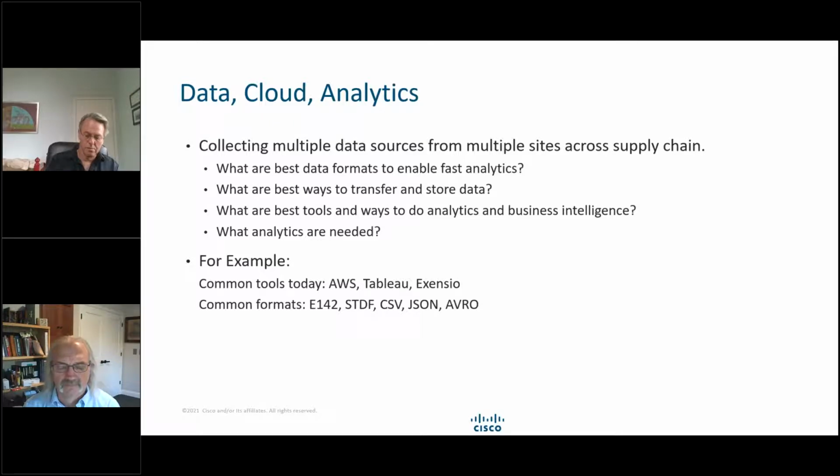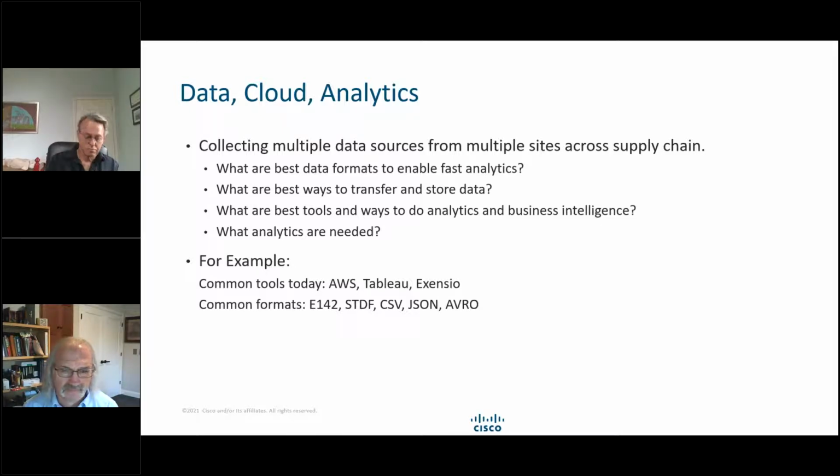So it's an awful lot of work to get this done, and certainly doing the right analytics right now is still very, very painful across different sites, different clouds, getting data transferred and secure and all that. It's a very manual job and not easy to do. So we have a lot of questions here around best formats for data, best ways to transfer, what are the best tools to do this, which are the best tools for analytics and to do the business intelligence. What analytics are needed, yeah, that's really a custom thing depending on your product and your parts.